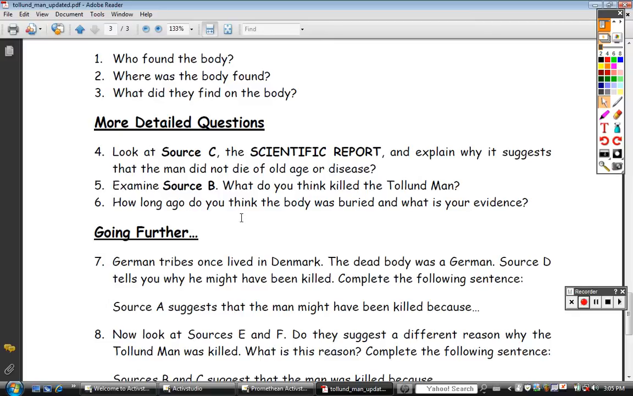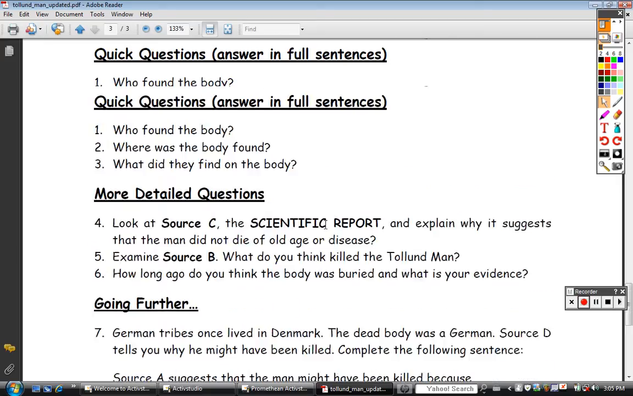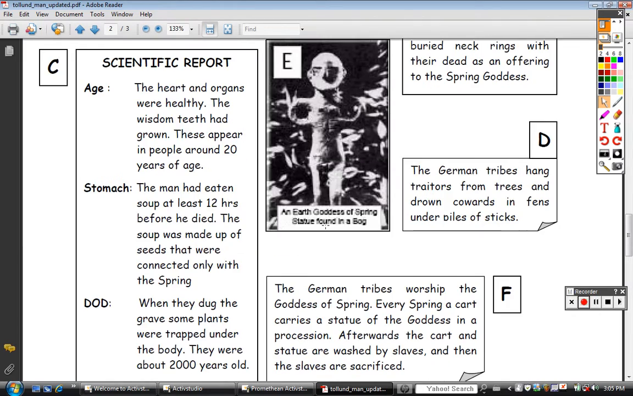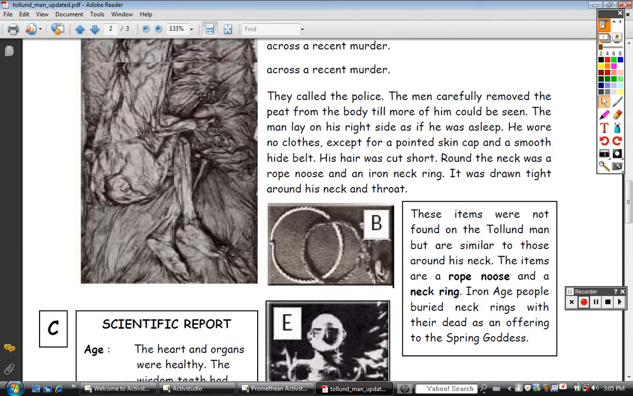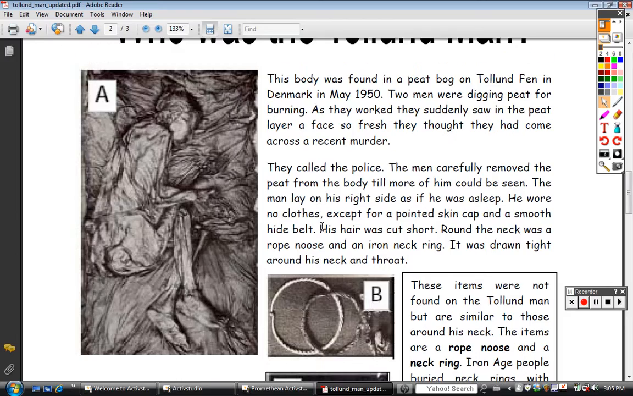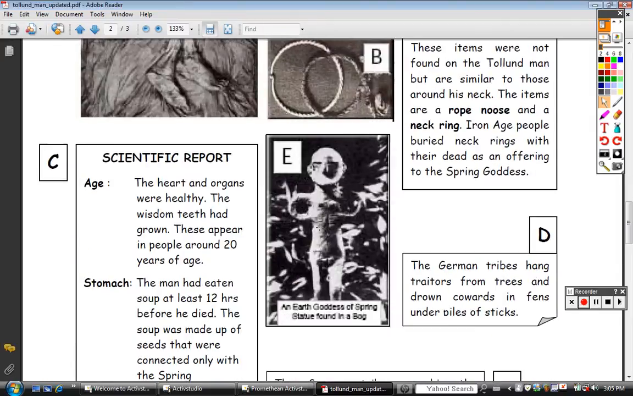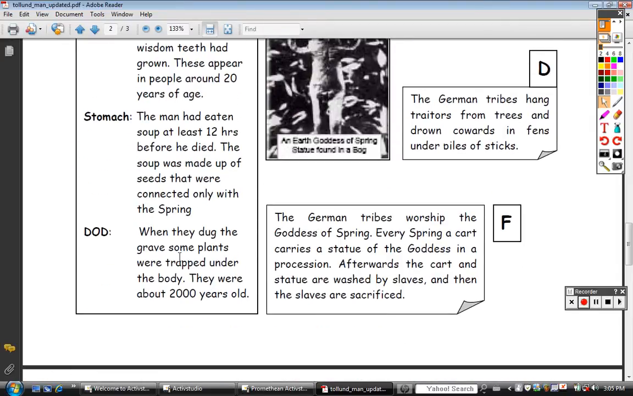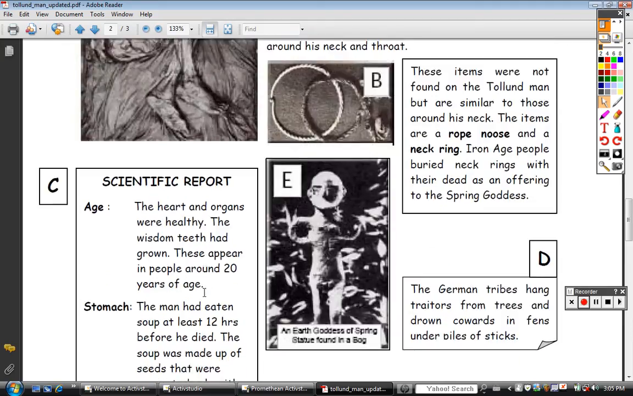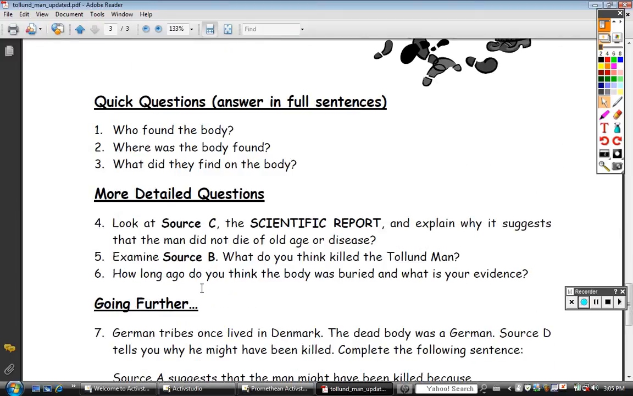How long do you think the body was buried? Well, again, go back to the source. Oh, it's further down. They found that when they dug up the grave, there were plants dated back over 2,000 years old. So he would have been buried for roughly 2,000 years.